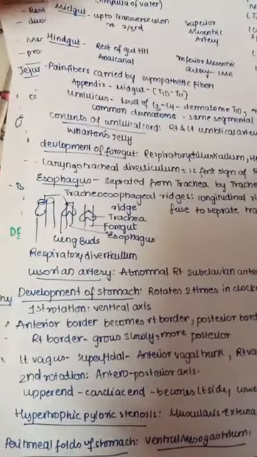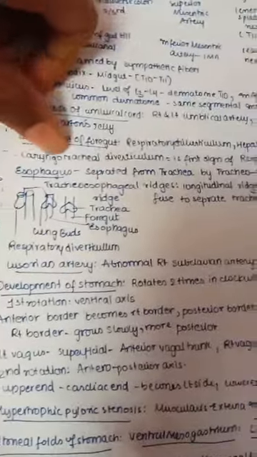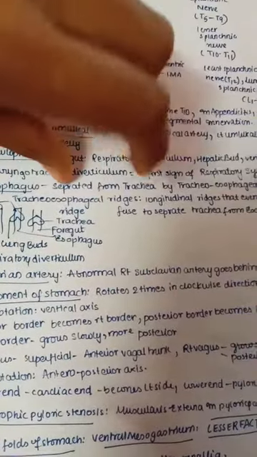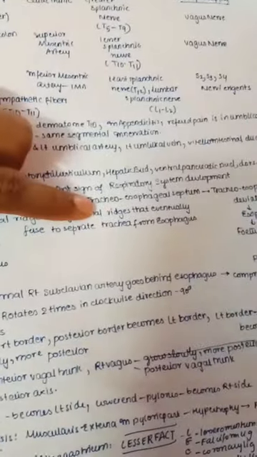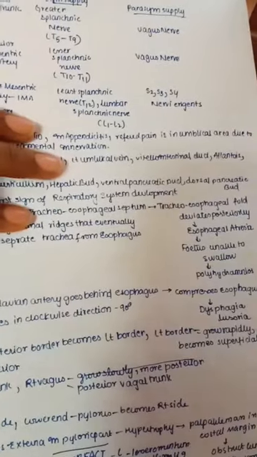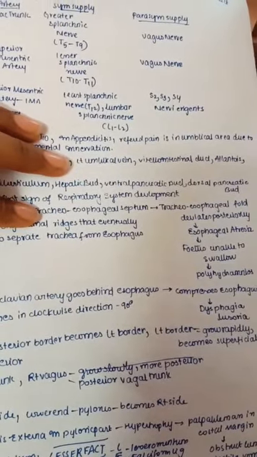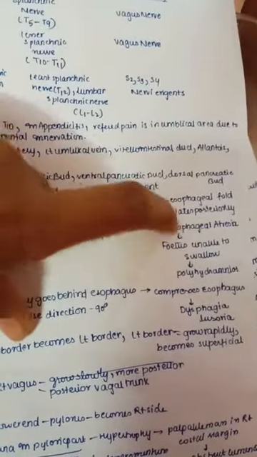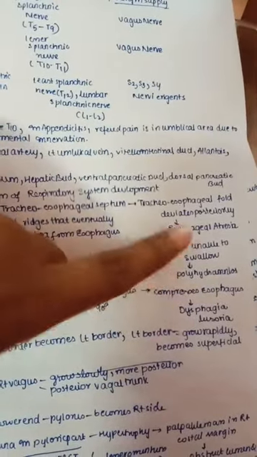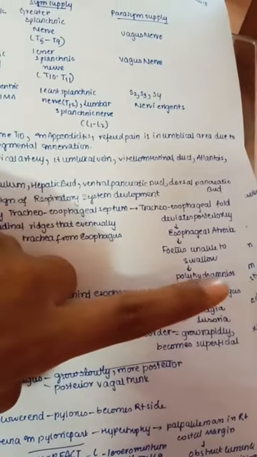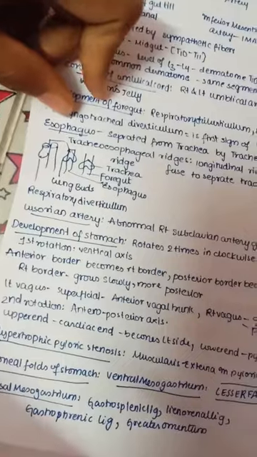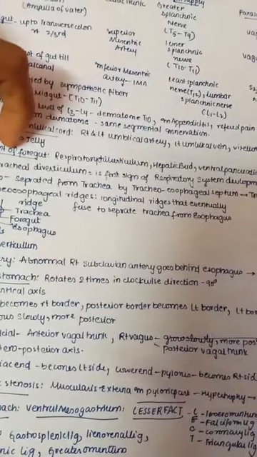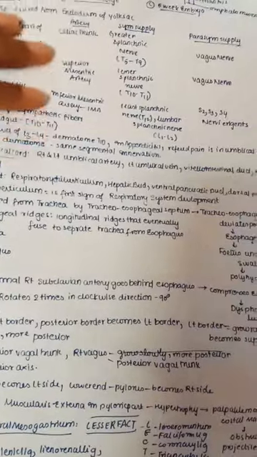Next we have the esophagus. How does the esophagus develop? The esophagus is separated from the trachea by the tracheoesophageal septum, and if this tracheoesophageal septum is deviated posteriorly, it forms an esophageal atresia. The fetus is then unable to swallow because of this atresia, and it causes polyhydramnios.